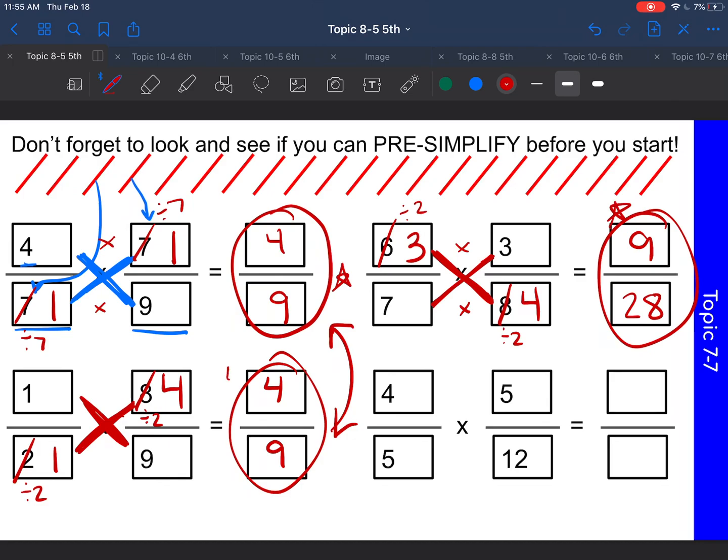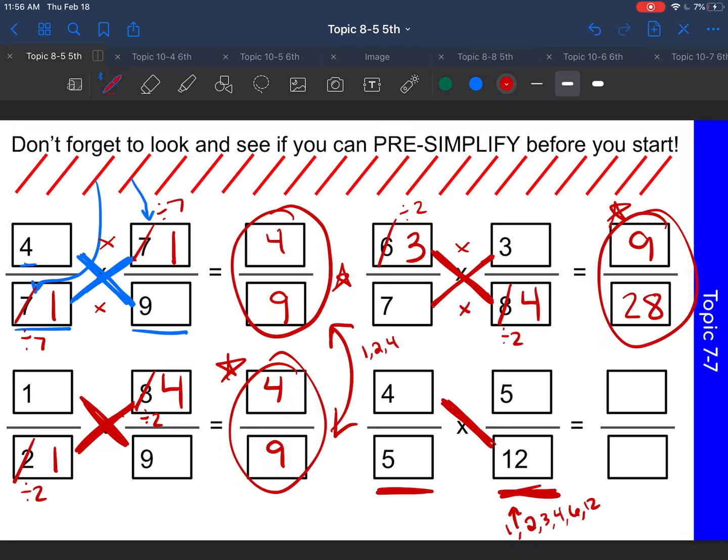So if you look at all of these examples, we did not even have to simplify at the end because we did pre-simplification. So our last problem is 4/5 times 5/12. So let's look this way. I always look this direction first. 4 and 12. Can either of those be divided by the same number? Do they have any common factors? They do, okay? Factors of 4 are 1, 4, and 2. Okay, so 1, 2, and 4 are factors of 4. Factors of 12 are 1, 2, 3, 4, 6, and 12.